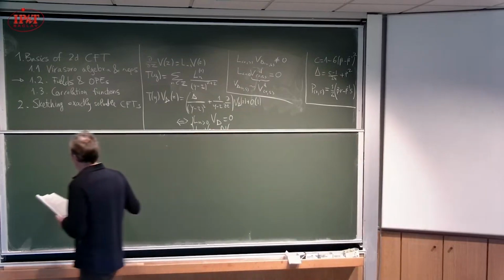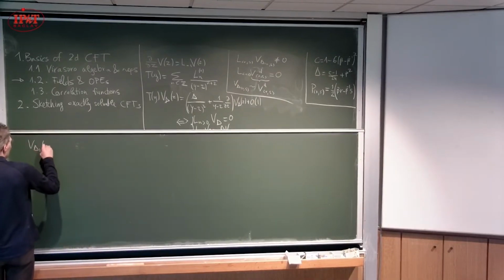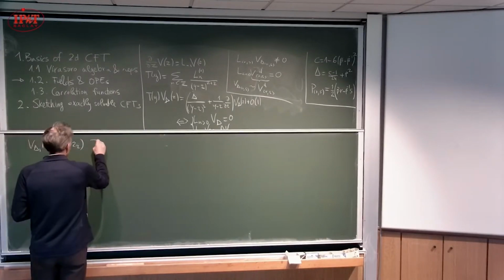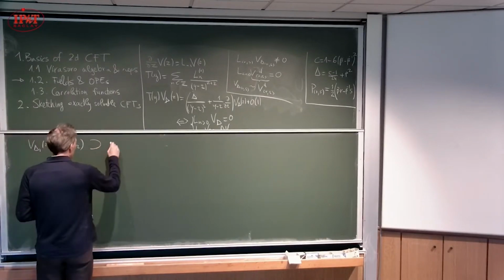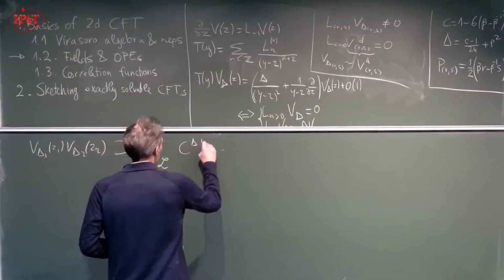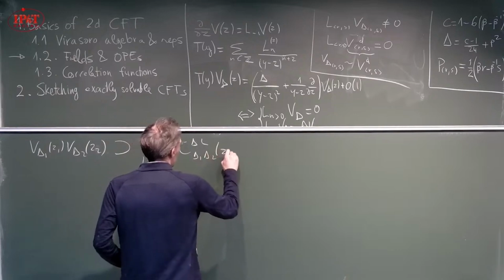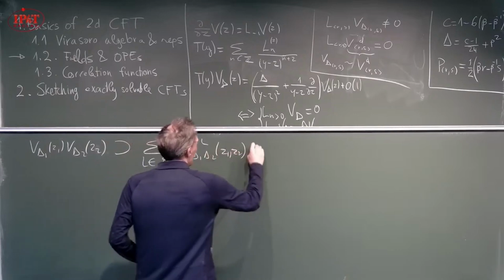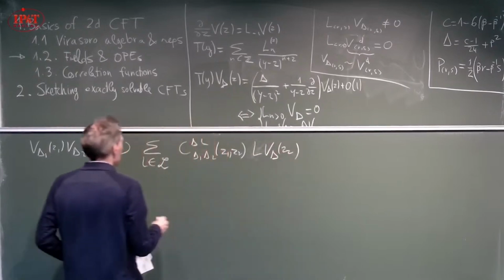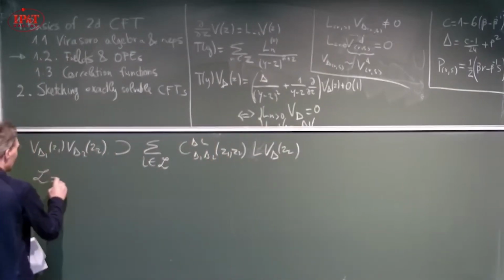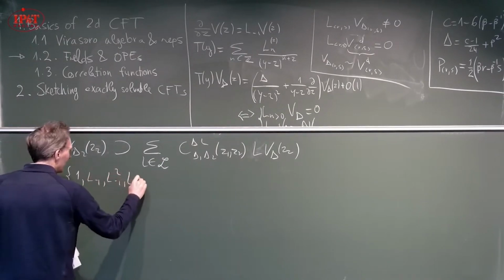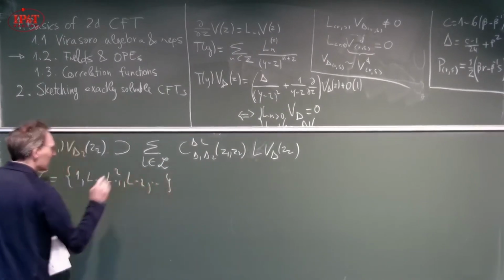So let's go back to this operator product expansion, V delta 1 of z1, V delta 2 of z2. And we focus on contributions from a primary field and its descendants. So we sum over creation modes. We have some coefficients here, some OPE coefficients. And then we have an arbitrary descendant, L V delta of z2, with L a product of L minus 1, and so on. So L is the set of creation modes.